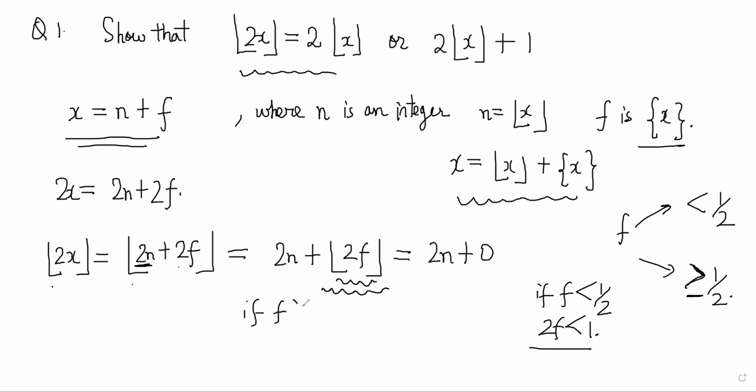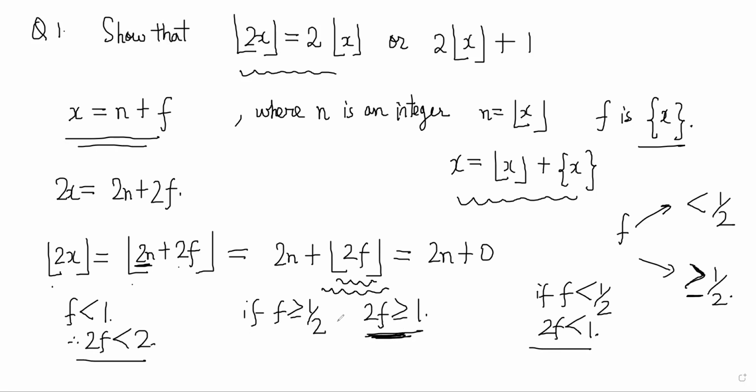If f is greater than or equal to half, then 2f is greater than or equal to 1. And we know that it's a fractional part, so we always have f less than 1. So therefore 2f is less than 2. So what we are getting in this second case is that 2f is greater than or equal to 1 but less than 2. So therefore floor function of 2f in the second case is simply 1, right? So in that case, the other alternative is you'll get 2n plus 1, right? And n was what? n was the GIF or floor function of x.